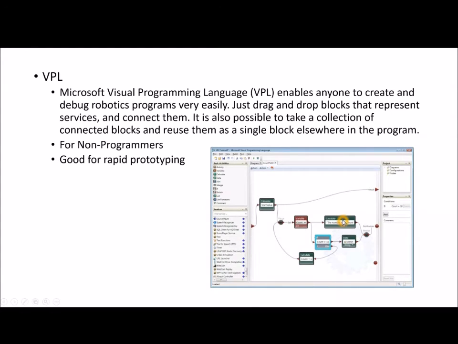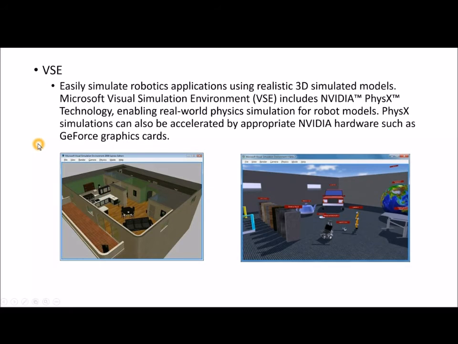So it definitely is good for rapid prototyping because it's easy and fast to construct basic programming logic for your robotic applications. However, we will not be using VPL for developing our examples in the upcoming parts of this tutorial. Proceeding, the next component on the list, which is also our favorite, is the visual simulation environment.